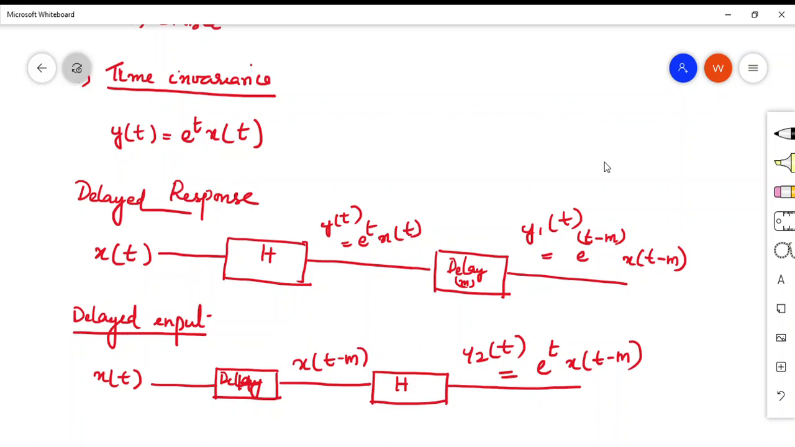Please note this t will not be changed to t minus m. This will be changed to t minus m only when there is a delay in the time. Here it will not change because the input is passed through the system, so that your response becomes e raised to t x of t, where x of t is now x of t minus m. So only this particular variable will be changing to x of t minus m. You can see now that the delayed response is not equal to the delayed input, so this is time variant.